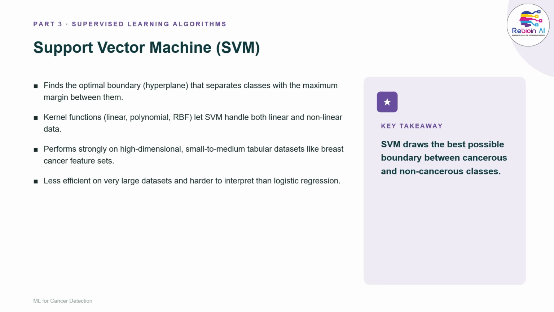SVM also has a trick called the kernel, letting it handle cases where data isn't cleanly separable by a straight line. It can bend the boundary into curves. SVM performs very well on datasets like ours, that is, high dimensional but not too huge, the exact profile of tabular cancer datasets. The trade-off is that it scales less gracefully to very large datasets and is a bit more of a black box than logistic regression.